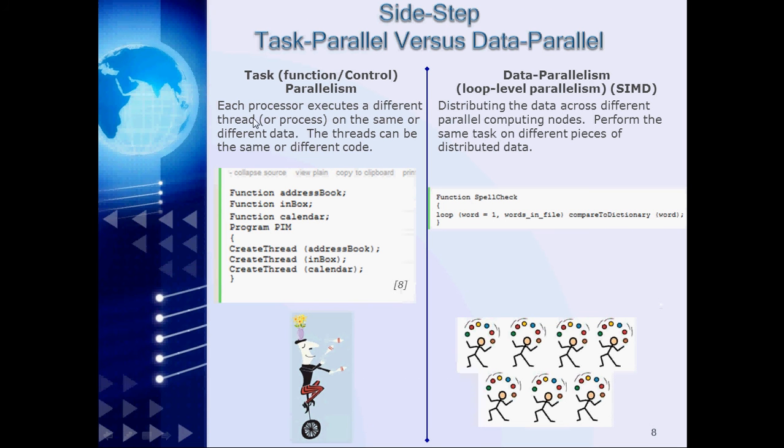So, task parallelism is defined as where each processor executes a different thread or process on the same or different data. These threads can be the same or different codes, and that's the main thing, they can be different codes. So let's take for example an Outlook. So Outlook has an address box, an inbox, a calendar. All of these different parts of Outlook run on separate threads. They each contain completely different separate code and have basically nothing to do with each other.